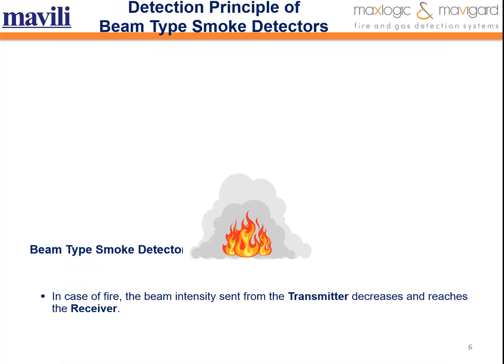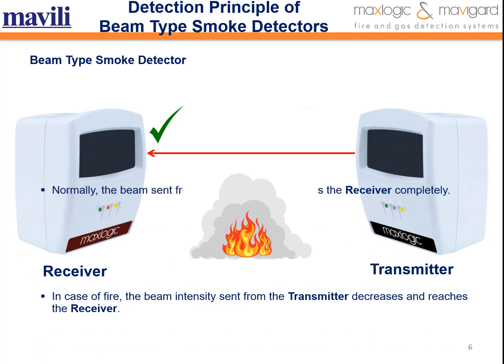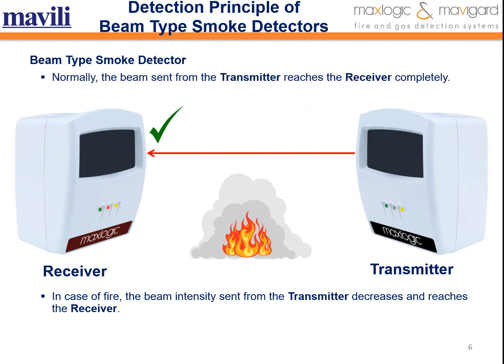Detection principle of beam type smoke detectors. Normally, the beam sent from the transmitter reaches the receiver completely. In case of fire, the beam intensity sent from the transmitter reaches the receiver decreased. If this decrease is less than or equal to the alarm level set by the user for 6 to 8 seconds, the detector will go into alarm.